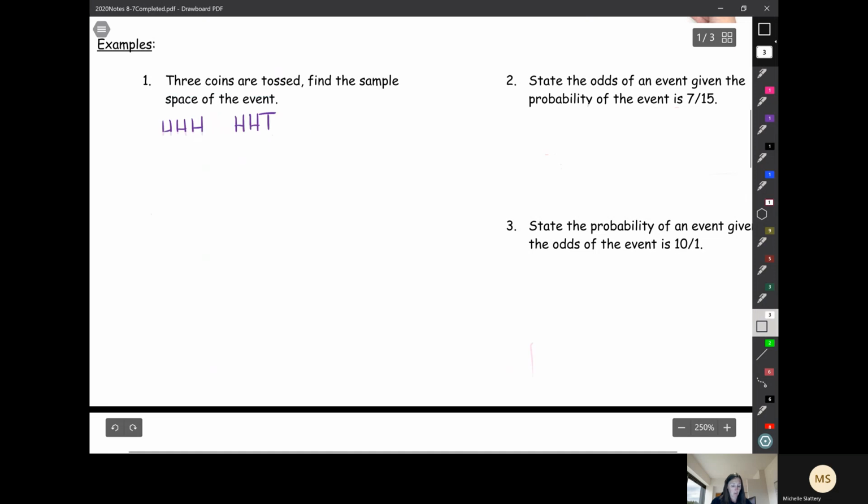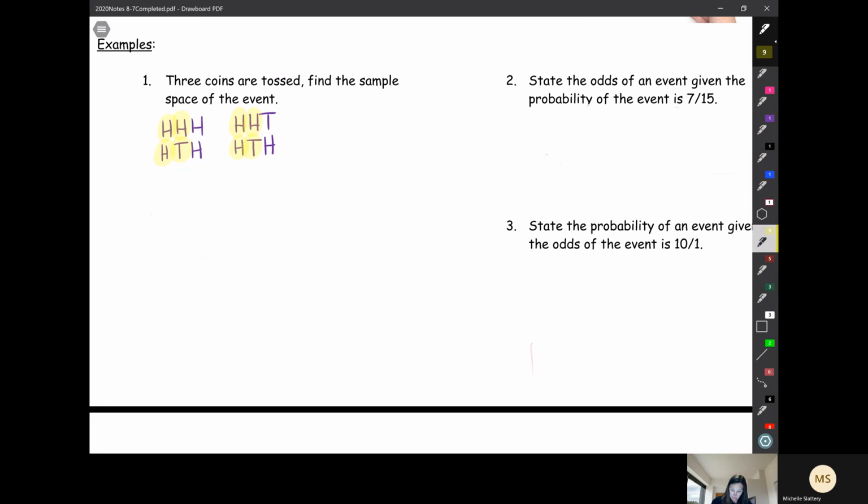I'm first going to write out, what if my first toss was a head? And if my second toss is also a head, keeping that consistent, I write out the options for the third. I could get either a head or a tail. Next, what if my first toss was a head and my second toss was a tail? Then my third toss could be a head or a tail.